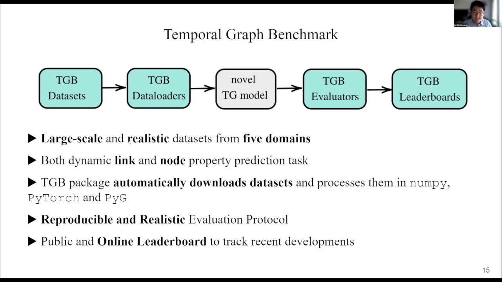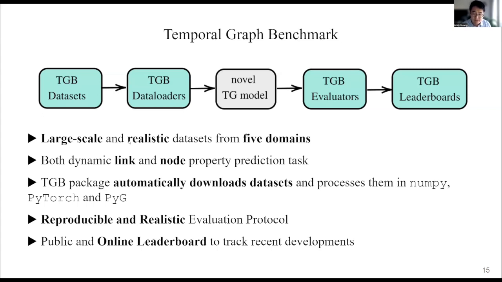So currently our datasets are large scale and realistic and come from 5 different domains. And in the benchmark, we cover both link and node property prediction tasks. And the TGB package, which is available on pip, and you can find a GitHub page as well, automatically downloads datasets and processes them in NumPy, PyTorch, and PyG format. So you can choose and pick which of them fits better with your existing code base.